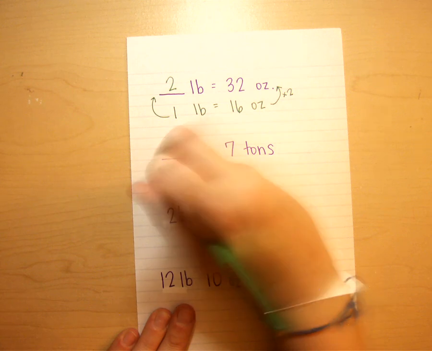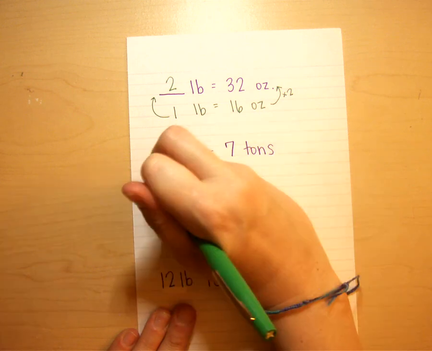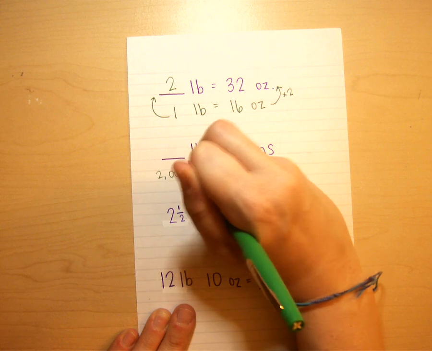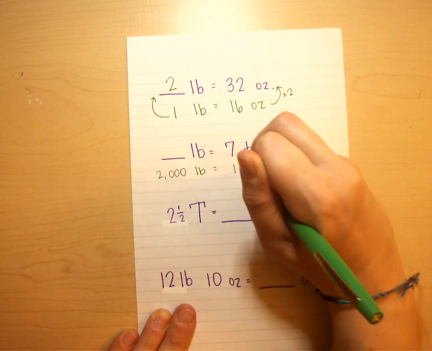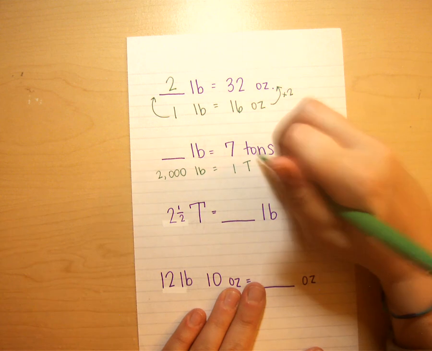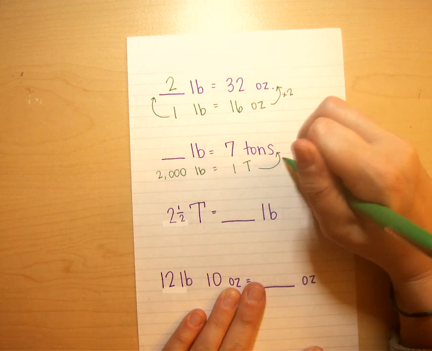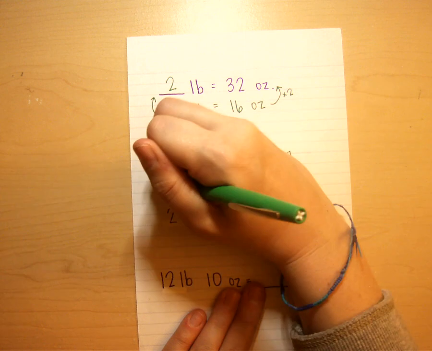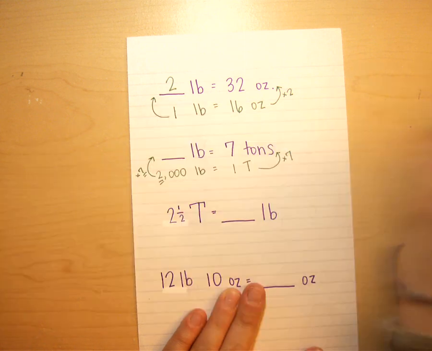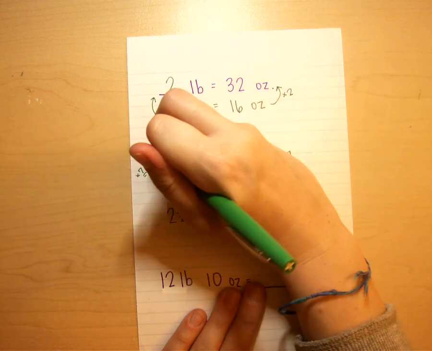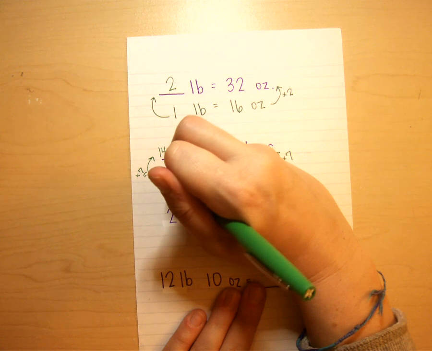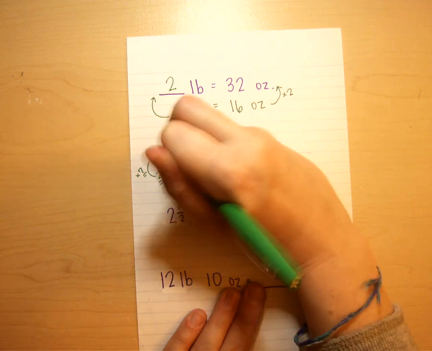I know that there is 2,000 pounds in 1 ton. So what would I have to do to my tons? I'd have to have 7 of those, times them by 7. So then I'm going to do the same thing over here. 2 times 7 is 14. And then I would need to put on these 3 zeros to make it 1,000 times bigger.